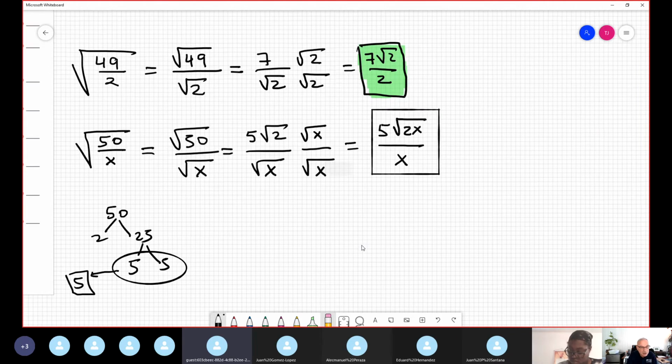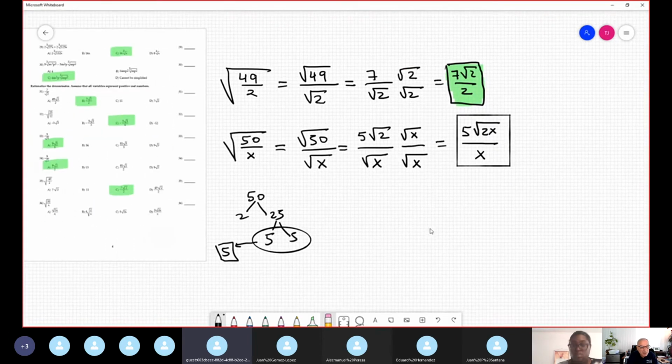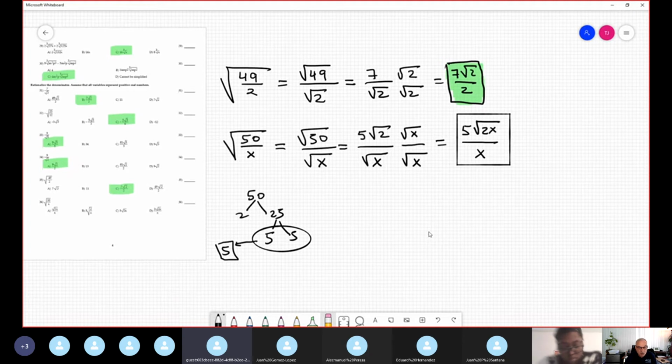Let me see. 5 radical 2x over x is option D. Option D. Wow, I like that. I like the radical part.